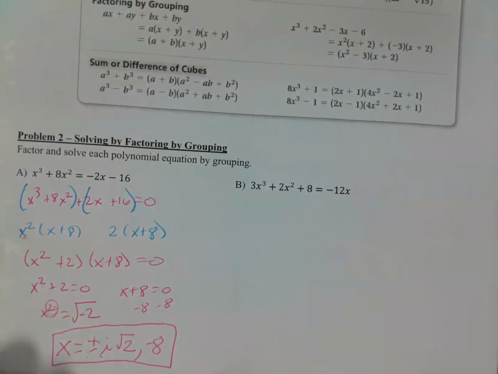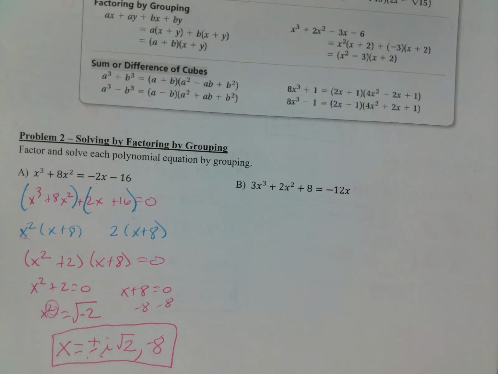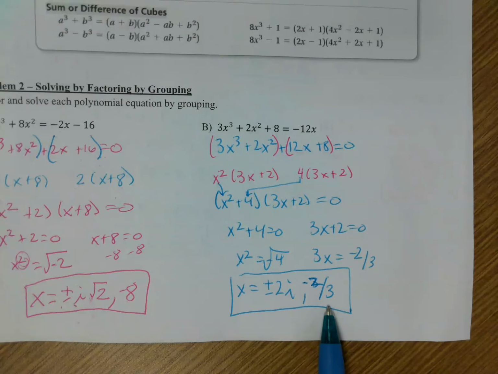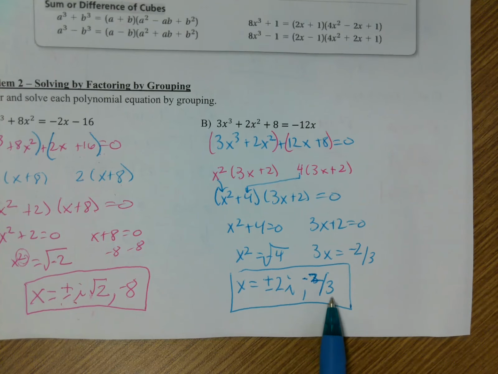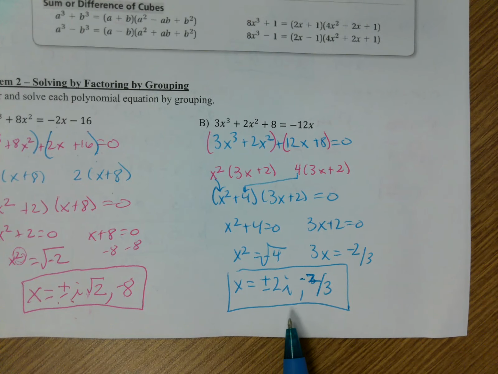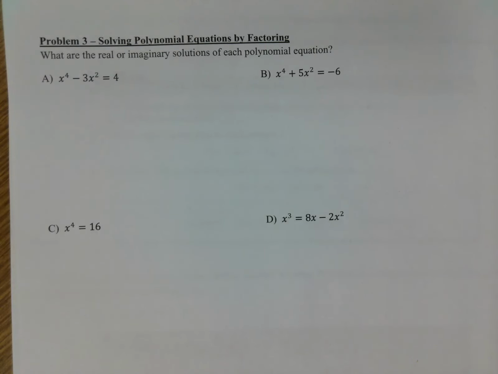I would like you to try to do 3 or B by yourself. You should have gotten positive negative 2i and negative 2/3. Pause the video and look over my work if you did not get that.